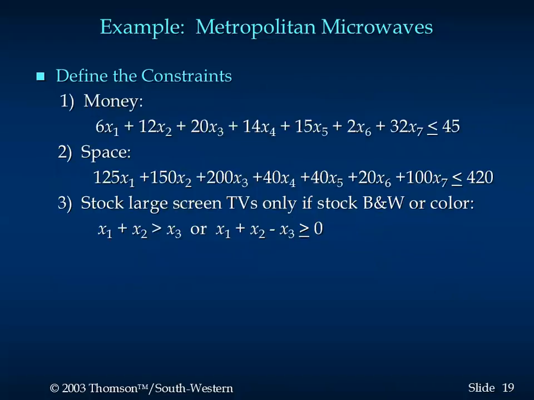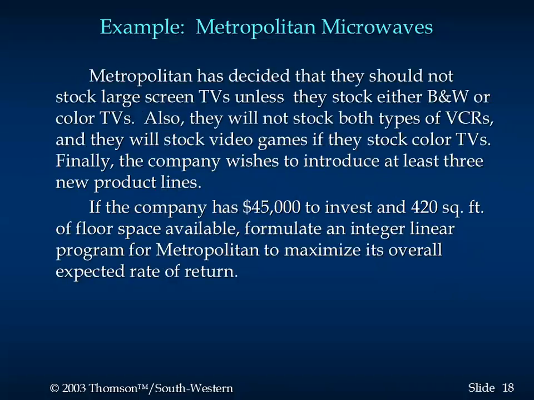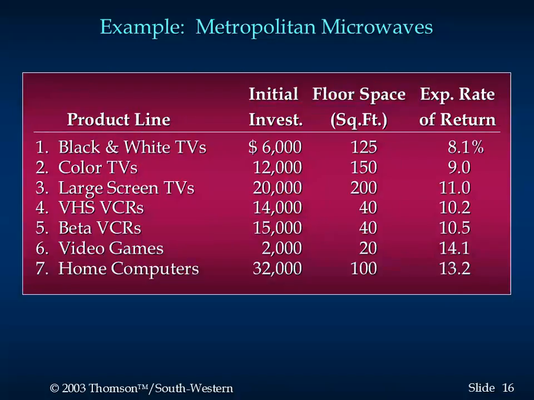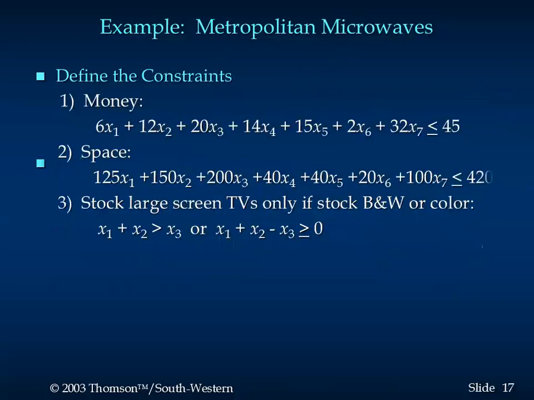Well, there's a constraint on the total investment. Our total investment is 45,000 and the requirements are 6, 12, 20, 14, 15, 3 and 32. Oh, 32, huh? Okay, that's pretty high. That itself is close to 45. And so those are the coefficients here. So 6,000 into x1, 12,000 into x2, and so on, less than or equal to 45,000. The zeros are removed. That's it.